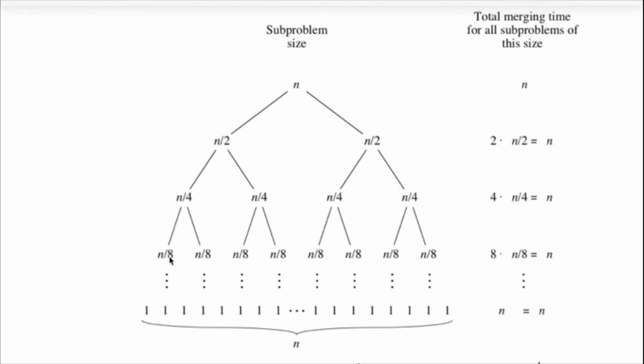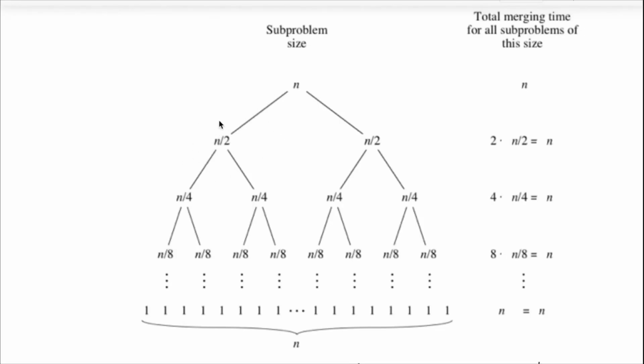At this point, we are calling merge with elements of size n by 8 and n by 8, but we are calling merge 8 times. Each of these subproblems makes a call to merge, and each has list size n by 8. So you have 8 calls to merge of size n by 8. So the total number of comparisons done is n. And at every stage you can check this. At the top level, you are calling merge with n total elements. So the total number of comparisons is n.